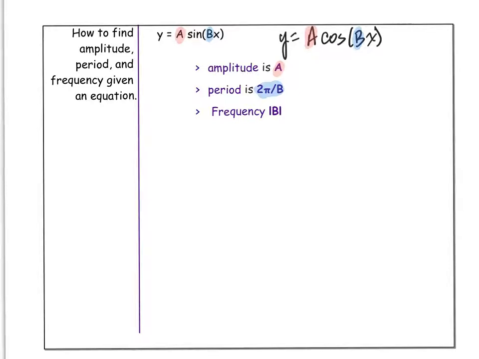And then my frequency is just the absolute value of b. So that means if I've got a negative b, the frequency is always positive, basically, is what it's telling you. So now we're going to look at some equations and find this information.